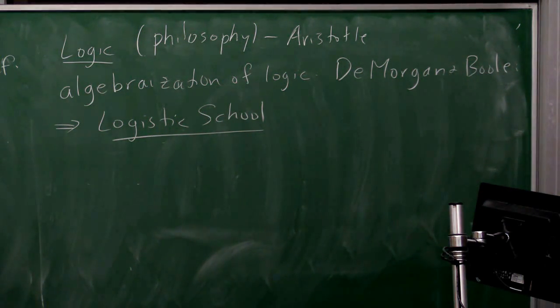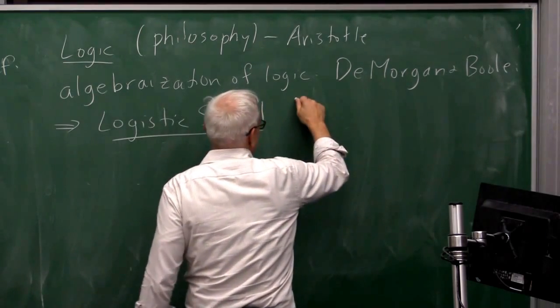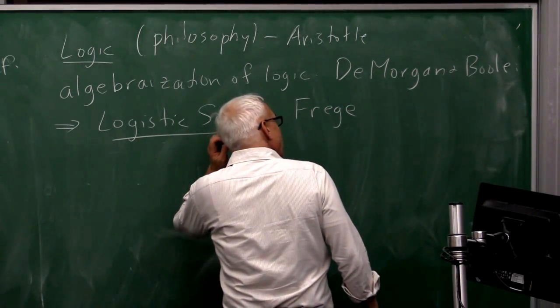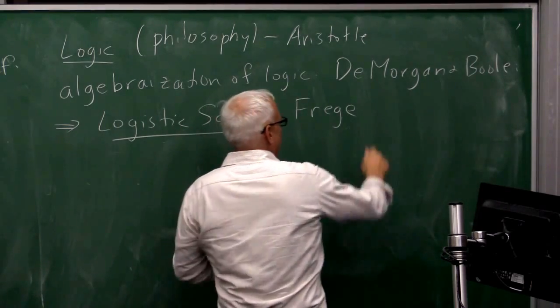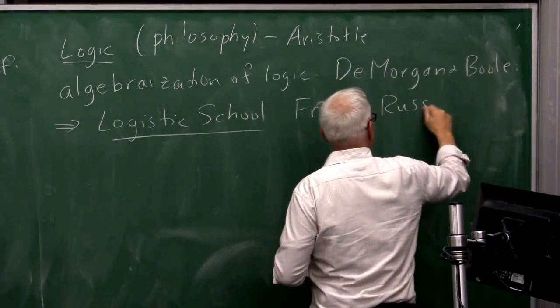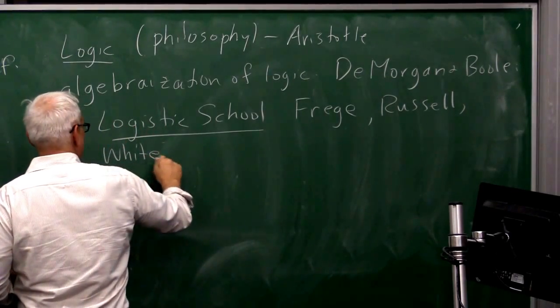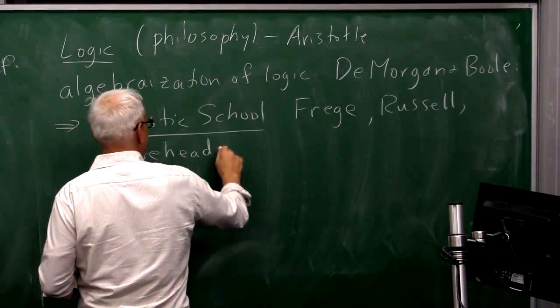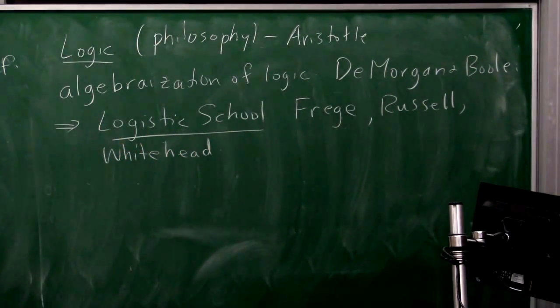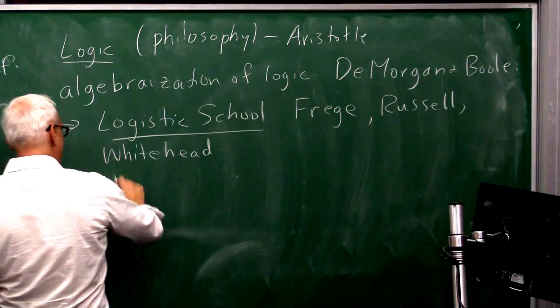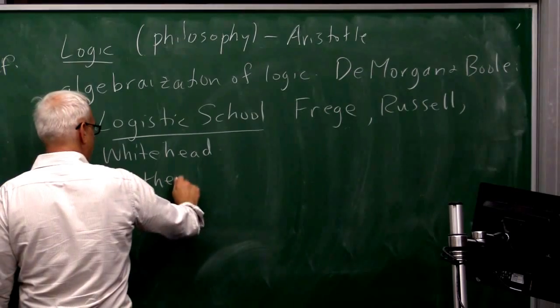Okay. So the logistic school was the outgrowth of the mathematician Frege, and also Russell, who we talked about, and his friend Whitehead. And they wrote some huge treatise where they laid out the foundations here. And basically their idea roughly was that mathematics rests on logic.